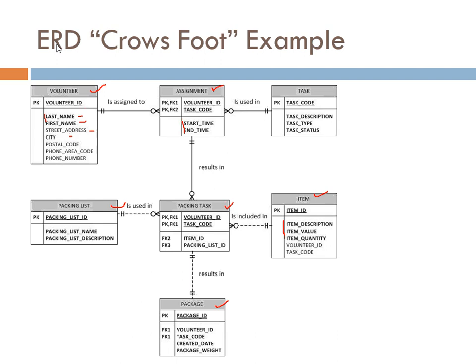So an ERD, entity relationship diagram, helps me identify not only what are the entities, the things we're keeping track of, their attributes, the things that we want to keep track of about volunteers, and also that one or sometimes multiple attributes that uniquely identify a particular entity. Now here for an assignment, we've got not two primary keys, but two attributes that make up the primary key. A volunteer ID and a task code together identify an assignment.